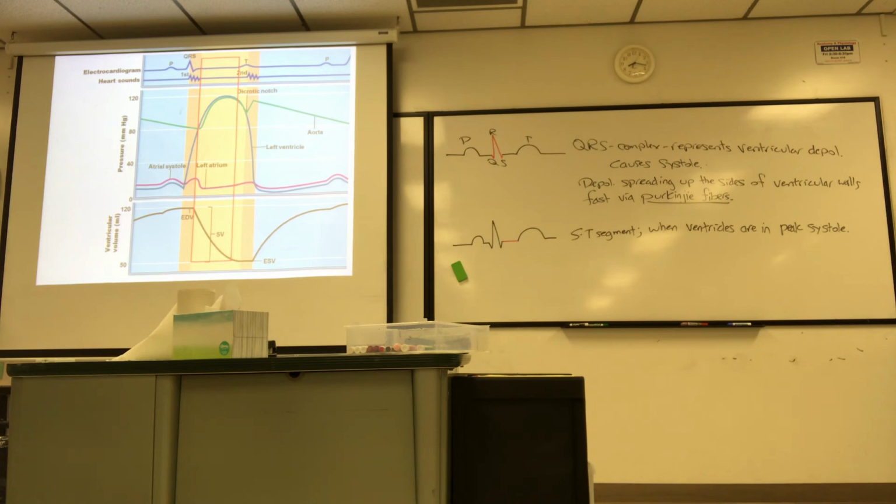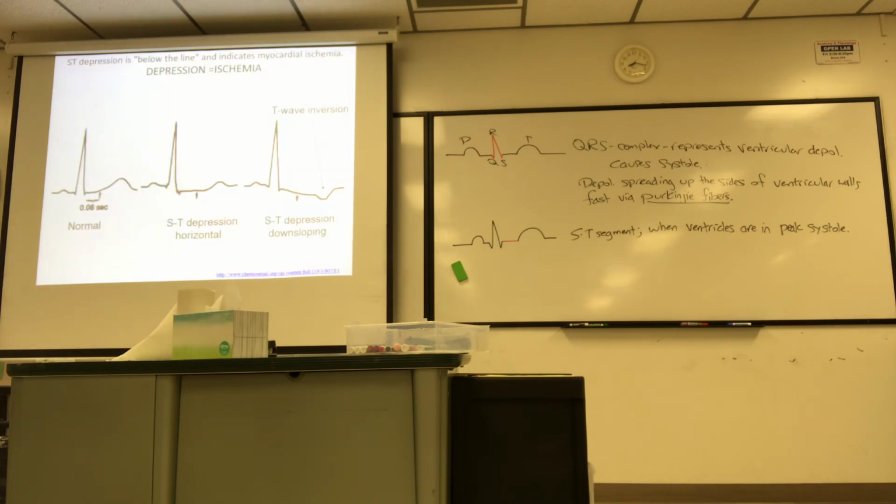And so if you're having a heart attack or any kind of cardiac issue, you may see an abnormality in the ST segment. If you have a depression, they call it below the line, that may indicate ischemia. Ischemia is a lack of blood flow. You should know that.